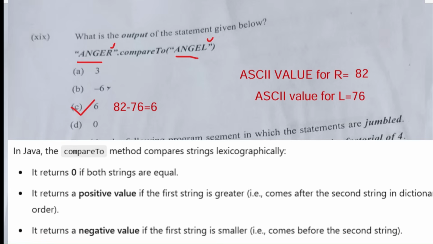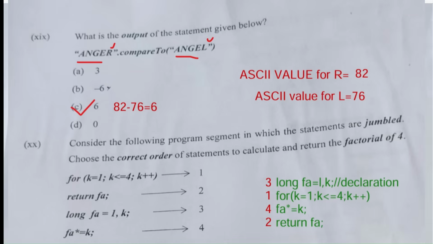For example, "Anger".compareTo("Angel"). The comparison starts character by character. Anger and Angel are identical up to ANGE. The difference occurs at R, ASCII value 82, and L, ASCII value 76. 82 minus 76 equals 6, so the result is 6, a positive value. Thus, Anger is lexicographically greater than Angel, and the output is 6.